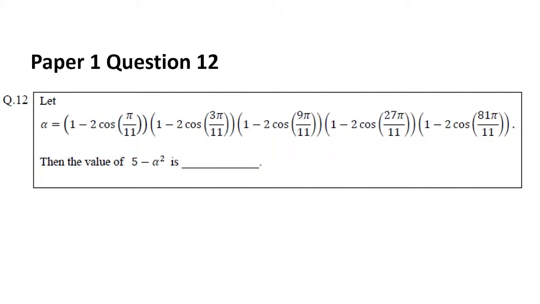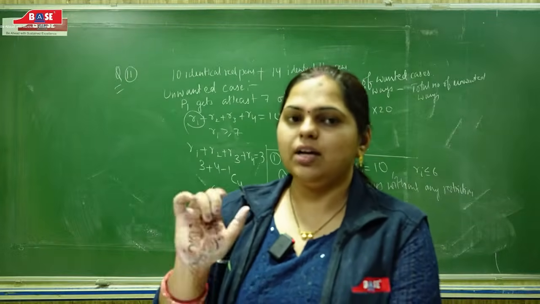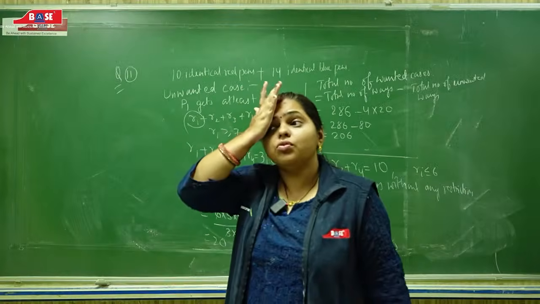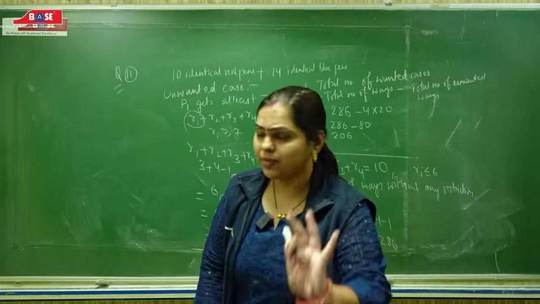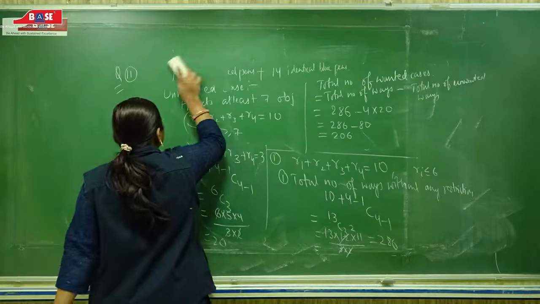So what you can observe is that whenever something is given in a product or in a sum, you have to convert it into telescopic somehow. So here we have to convert it into telescopic, right? But how should I convert? Now you are observing something over here, 1 minus 2 cos pi by 11, right? So first thing I will do, I'll take theta to be pi by 11, okay?